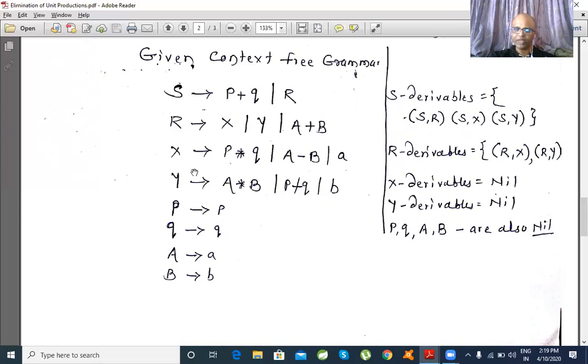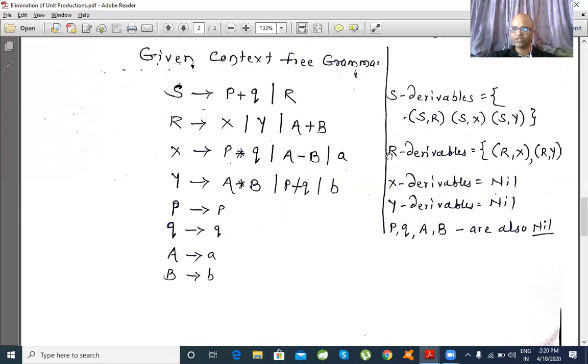Okay, and we keep track of this Y again, where Y doesn't have any unit production in it. So this process is supposed to stop here itself, and we get this as derivables. Now what about R derivables? We look for this R and check what unit productions we have in it.